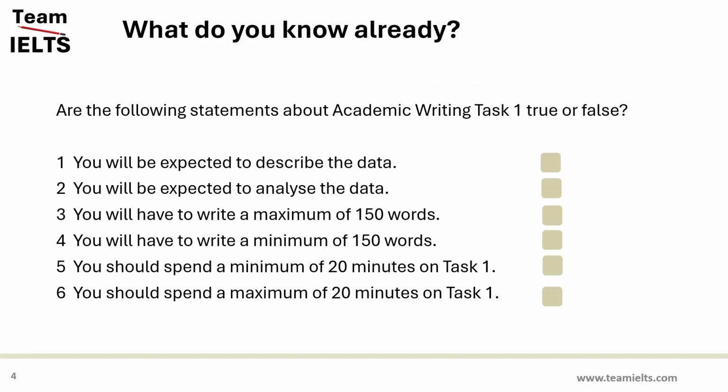You will be expected to describe the data. That's absolutely true. That's what academic writing task 1 is. You'll be expected to analyse the data. No, you don't have to analyse it or explain why it's happening. You just describe it. You need to write a maximum of 150 words? Not at all. In fact, the next one is true. It's a minimum of 150 words. But I think it's good advice that you'll probably need to write between 170 and 190 words, depending on the type of diagram and the amount of data, for a really complete answer.